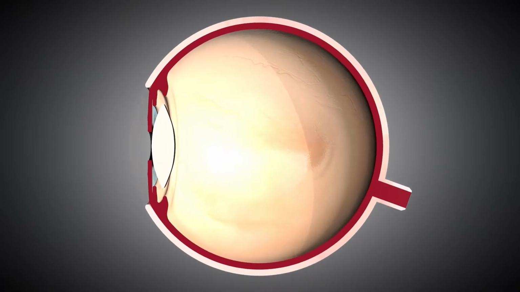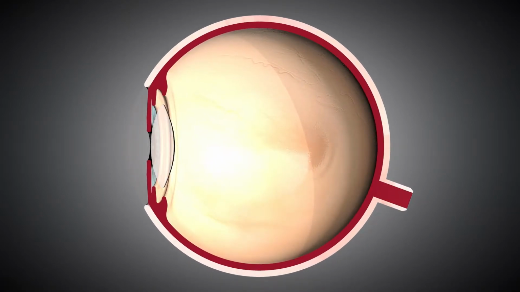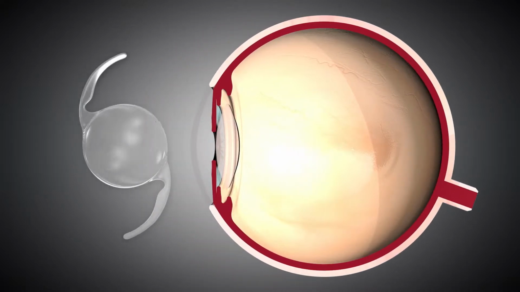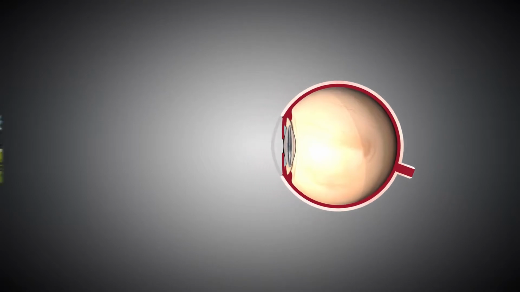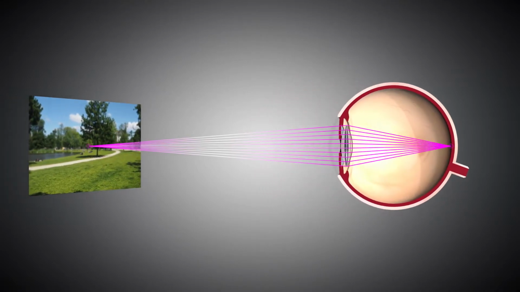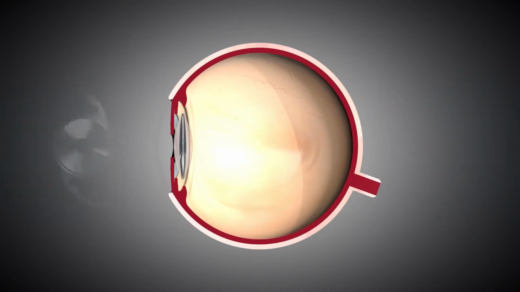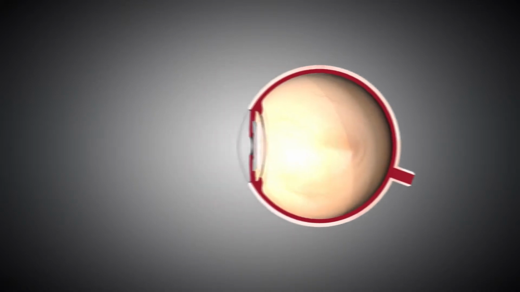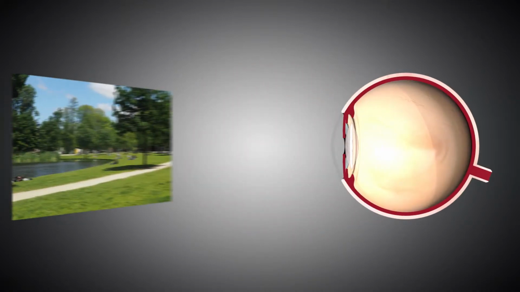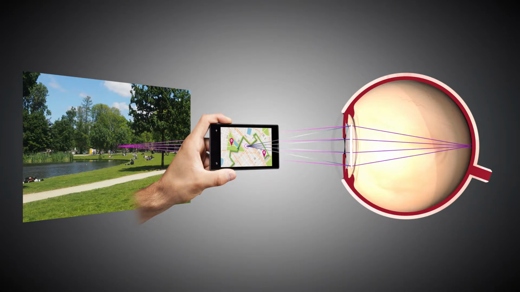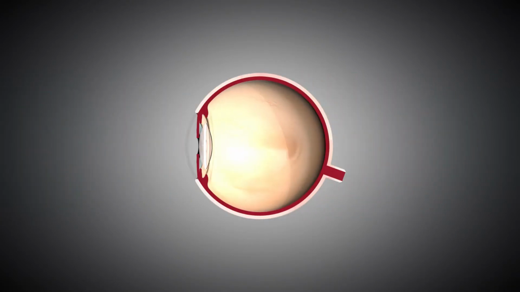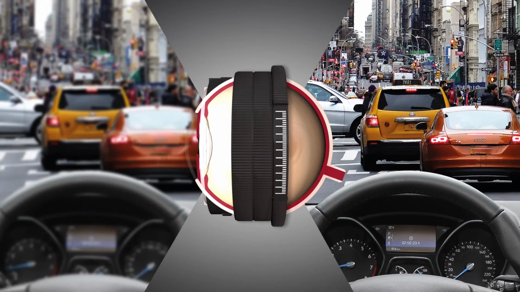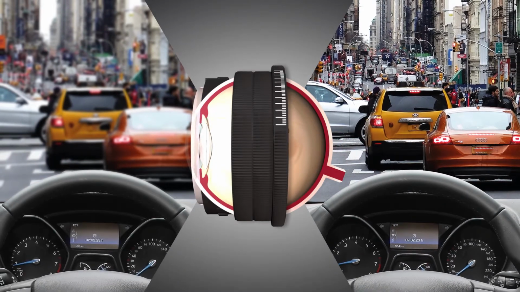IOLs today not only replace the cataractous lens, but also correct refractive errors of the eye. Monofocal lenses enable patients to see clearly at distance. Patients may select a presbyopia-correcting multifocal lens in order to achieve near vision in addition to distance vision. With multifocal IOLs, each focal point is designed for objects at a certain distance. With multiple focal points, one image is in focus at a time.